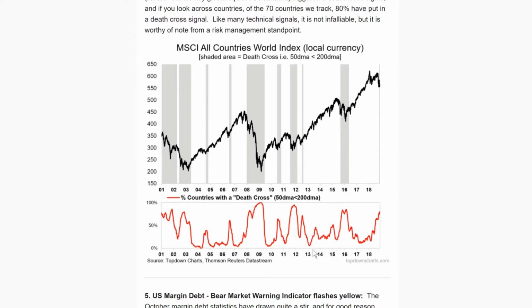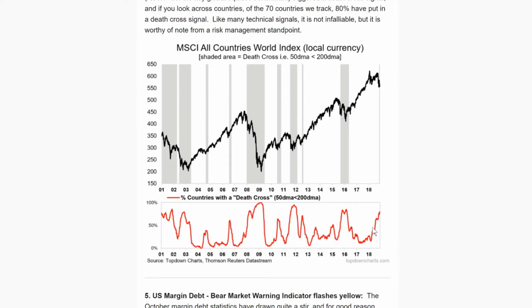But the other interesting lens is looking at the breadth of death crosses across countries. So that red line there is the proportion of the 70 countries that we track that have put in a death cross signal, and at the recent data it's at 80%. So the majority of world markets have put in a death cross, and so it's no surprise to see the ACWI itself finally putting in one. There, as you can see, the shaded bars are starting to show up.